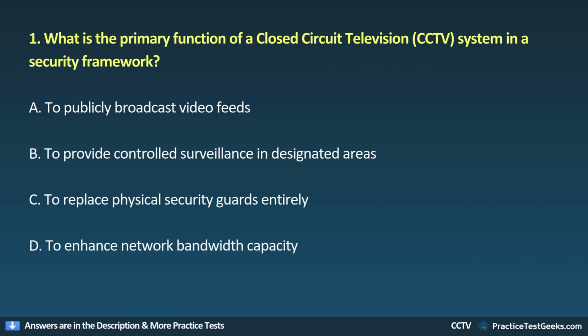1. What is the primary function of a closed-circuit television (CCTV) system in a security framework? A. To publicly broadcast video feeds. B. To provide controlled surveillance in designated areas. C. To replace physical security guards entirely. D. To enhance network bandwidth capacity.